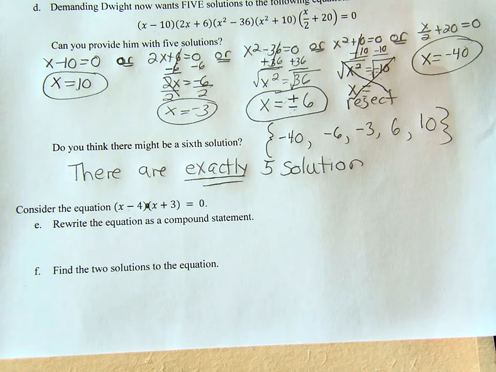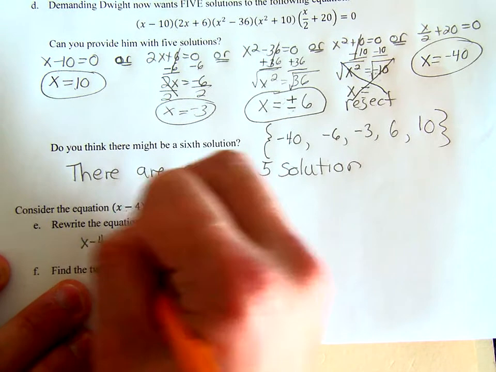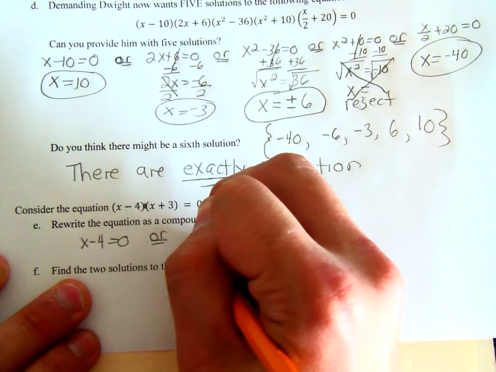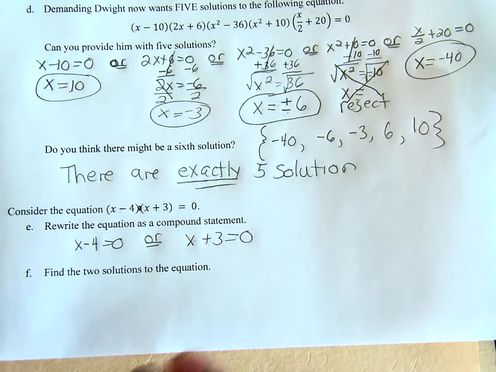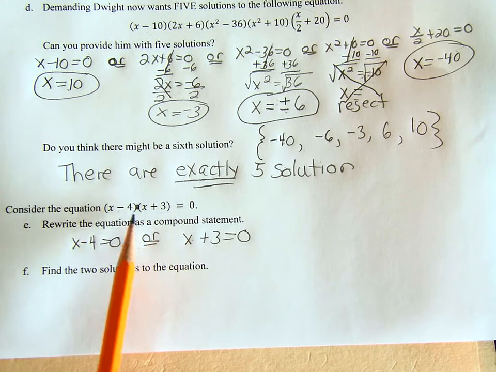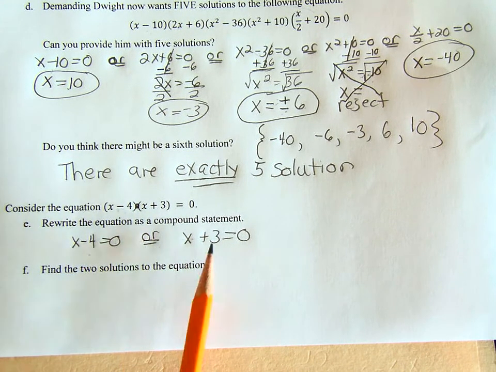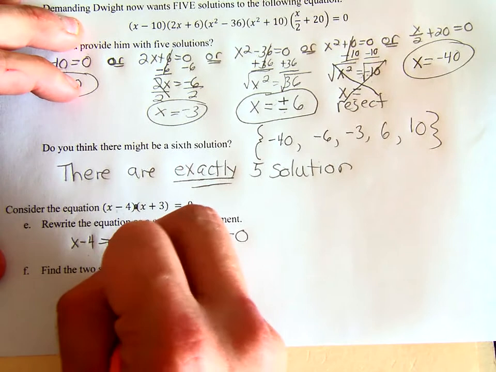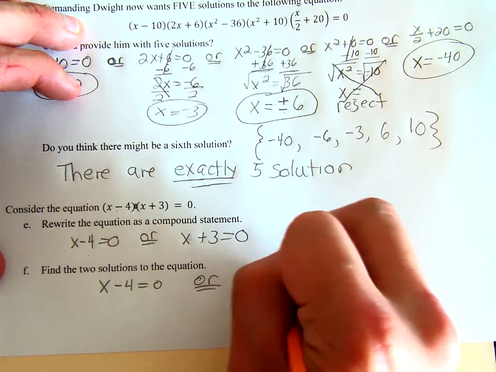Alright, so moving on. So we have x minus 4 is equal to 0, or we can have that x plus 3 is equal to 0. So now, looking at this, we just rewrote this whole equation as two compound statements: x minus 4 could equal 0, or x plus 3 is equal to 0. So now for f, they want us to find the two solutions. So we're going to have x minus 4 is equal to 0, or we're going to have that x plus 3 is equal to 0.